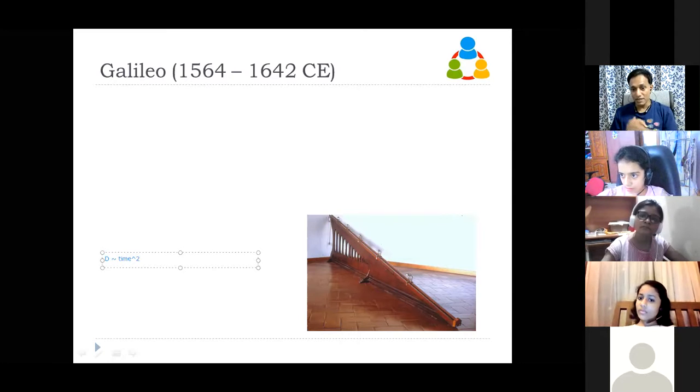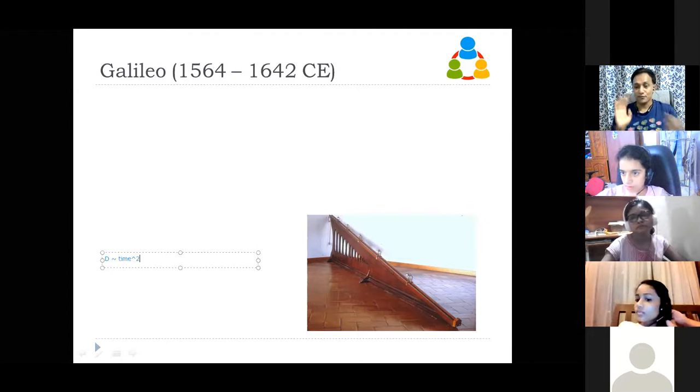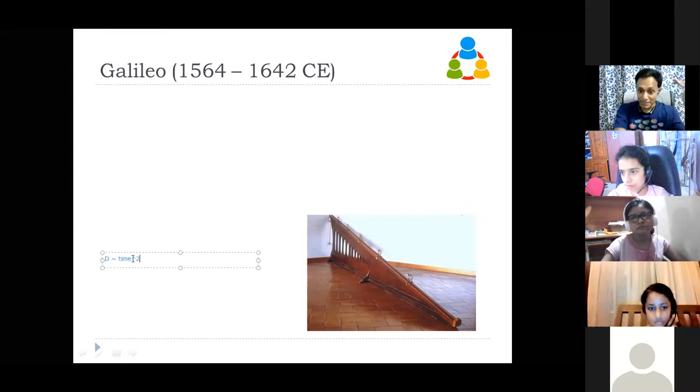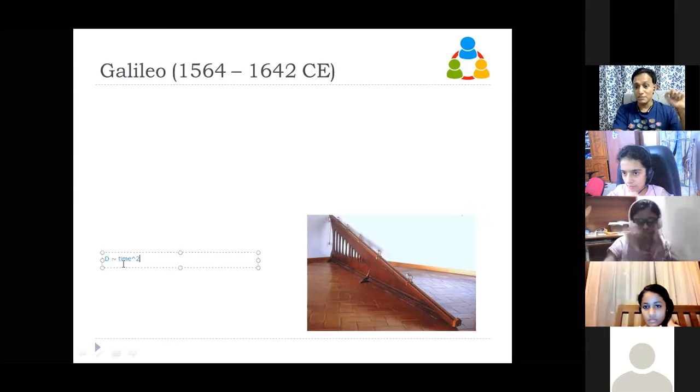So for example, if this distance is say a 10-meter length, the distance is proportional to the square of the time. For example, if this one is taking 5 seconds, when you are increasing the distance, obviously it will take more time, but the proportionality is not direct. It is not that distance is proportional to time. This distance is proportional to time square.